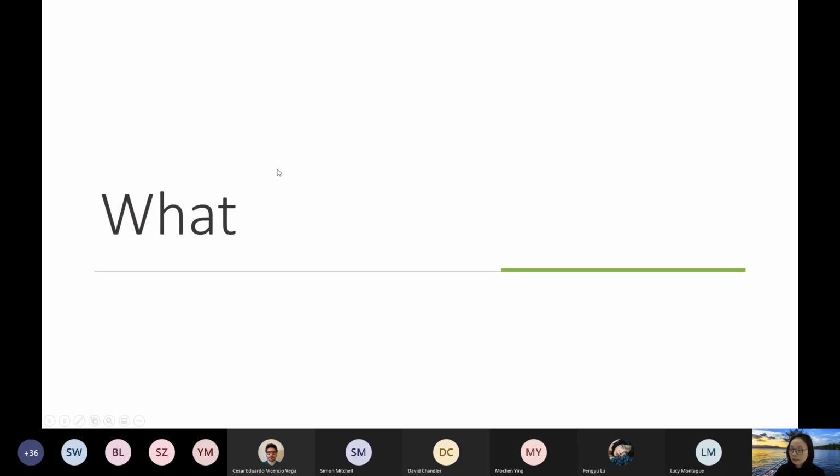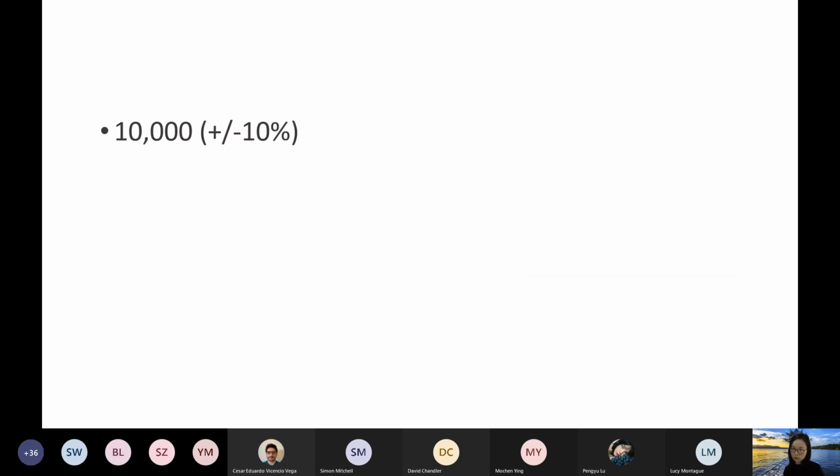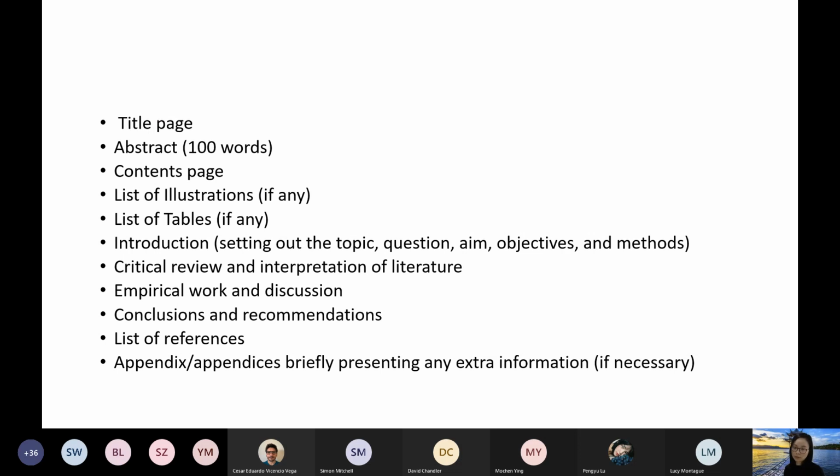With all these said, ultimately, the aim of this module is for you to produce a well-argued and coherent written thesis of approximately 10,000 words. We give a certain flexibility, which is plus and minus 10% of the word limit, but in general, 10,000 words is a very good length to develop an elaborated and well-articulated scholarly work. So in general, your dissertation is expected to contain these elements.